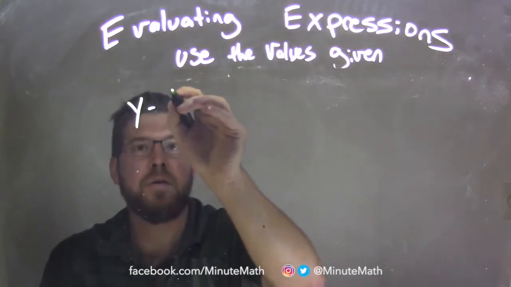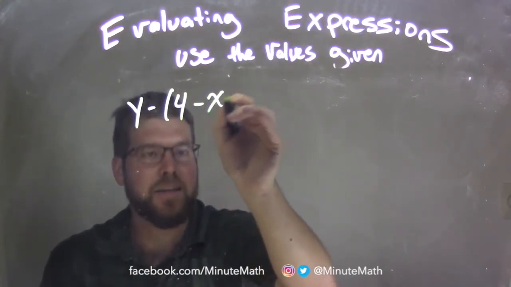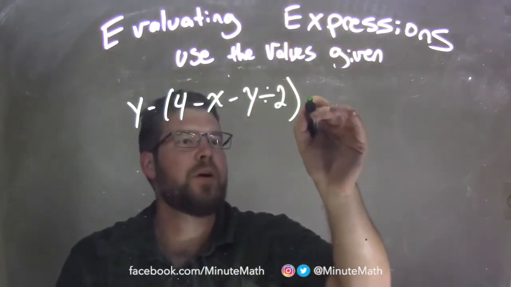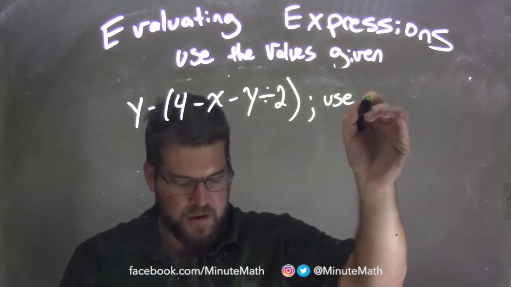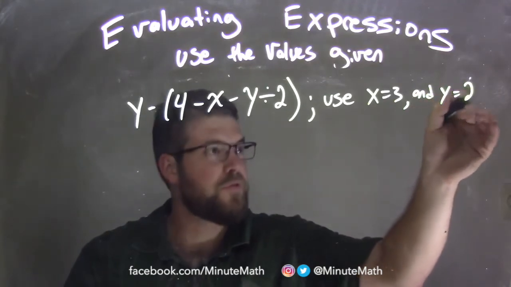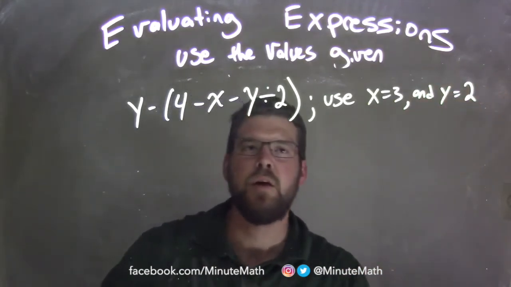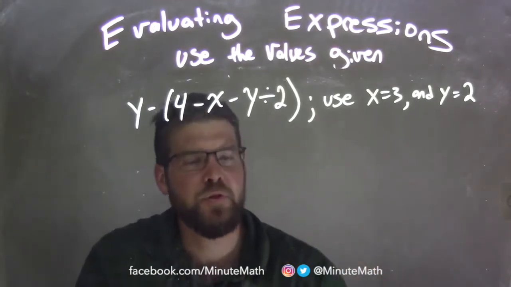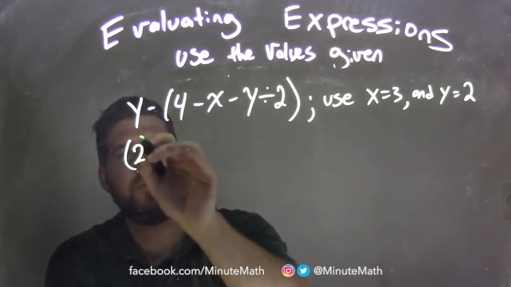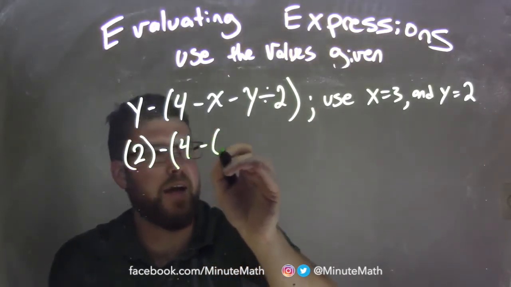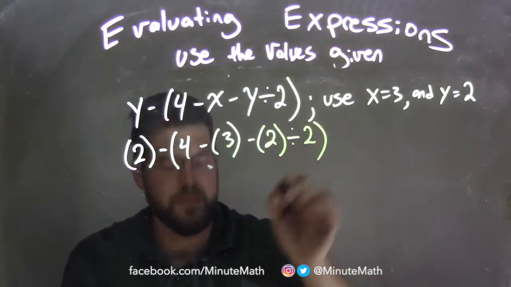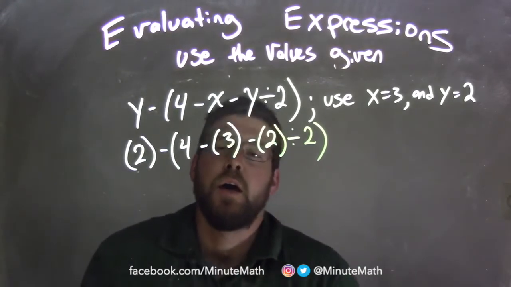y minus (4 minus x minus y divided by 2). And we wanted to use the variables x equals 3 and y equals 2. Okay? Well, our first step is to substitute the numbers for the variables here. So y we see as a 2 minus parentheses 4 minus x, which is 3, minus y, which is 2, divided by 2. Okay? So now it's time to simplify.